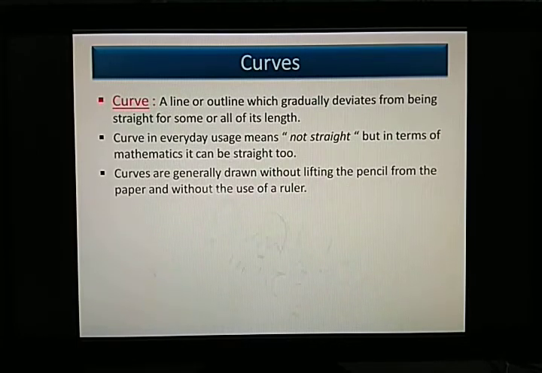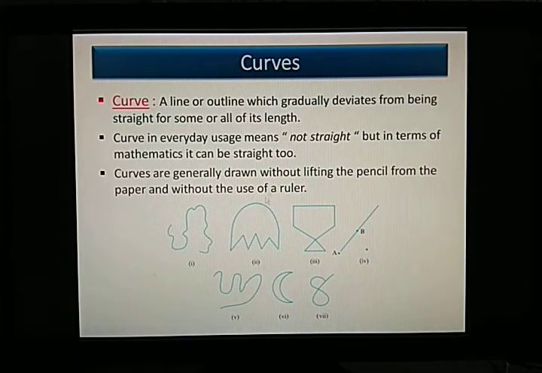So you can see with the help of the diagram that is given here. If we see all these 7 diagrams that are given, among these, all these 6 diagrams are clear from the first 2 points. But if we see particularly this number 4 diagram, almost everyone would think that this is not a curve. But if we see that last point, that curves are generally drawn without lifting the pencil from the paper and without the use of a ruler, then this satisfies.